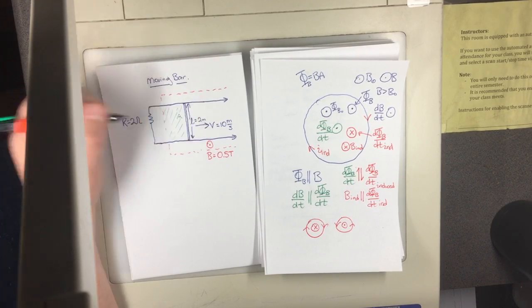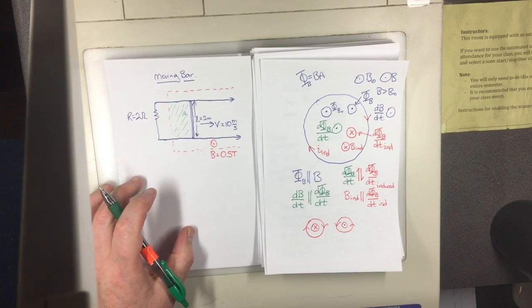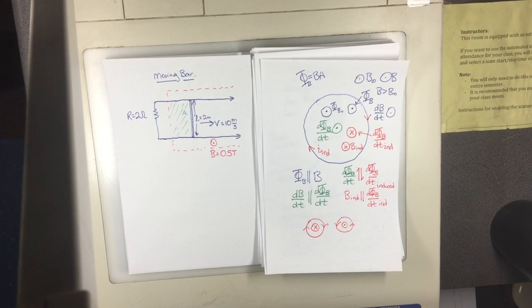And that is area A. Now, is the area that's shaded green getting bigger or smaller because the bar is heading to the right? It's getting bigger. If the bar was heading to the left, the area would be getting smaller.